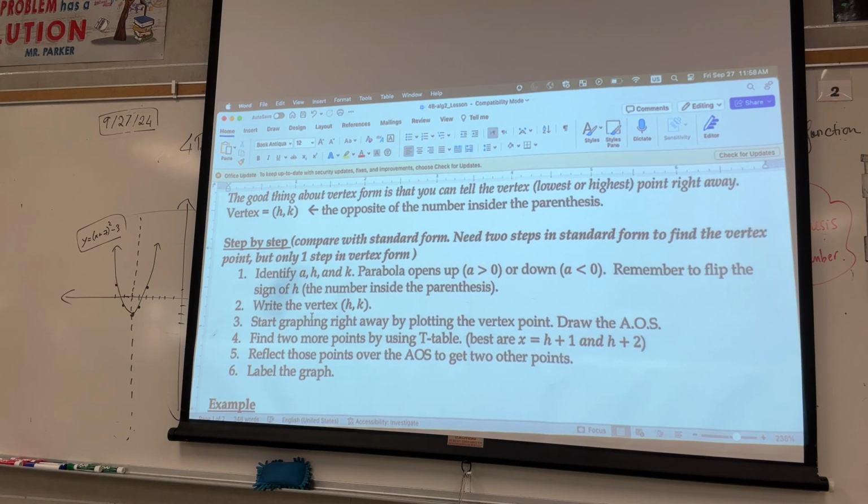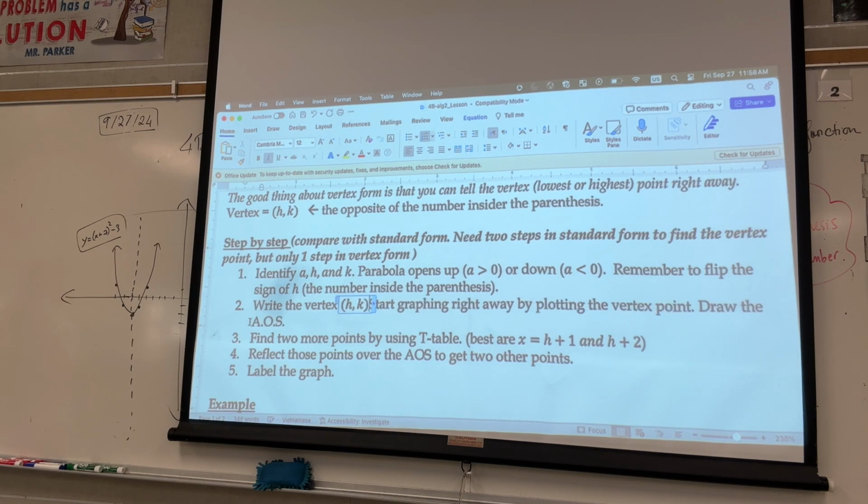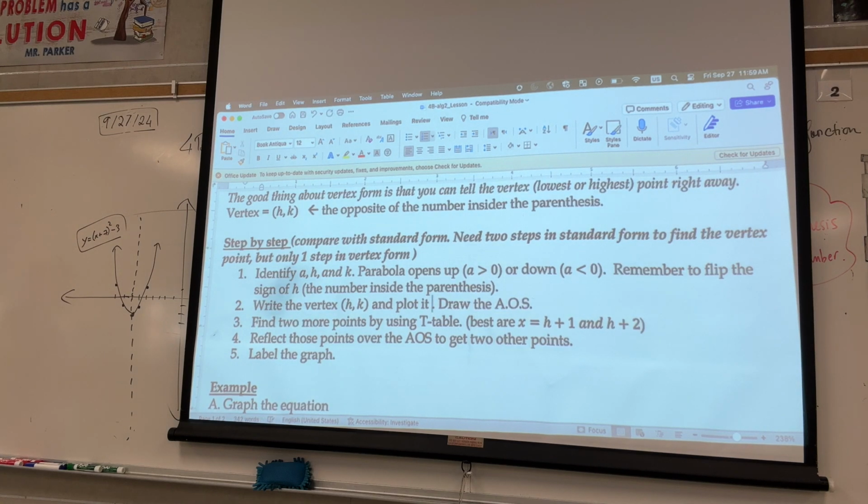Identify a, h, k. Parabola opens up or down, same thing. But remember to flip the sign of the h. That means the number inside the parenthesis. So write the vertex down, just in case. It's just easier to work with. You can combine these two steps: write the vertex and plot it. Okay, so just 5 steps then.